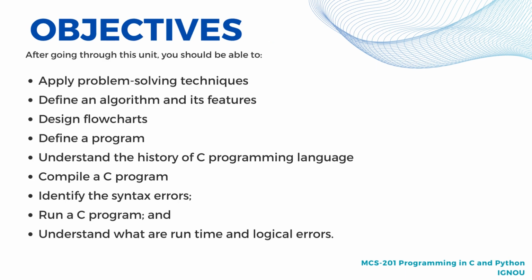The objectives of this unit are: the first one is to apply problem-solving techniques. The second section defines an algorithm and its features. The third section is design flowcharts. The fourth section is define a program. The fifth section is to understand the history of the C programming language. The sixth section is identifying the syntax errors. The seventh section is run a C program. The eighth section is understand what is run.